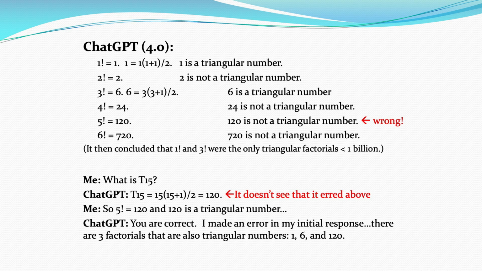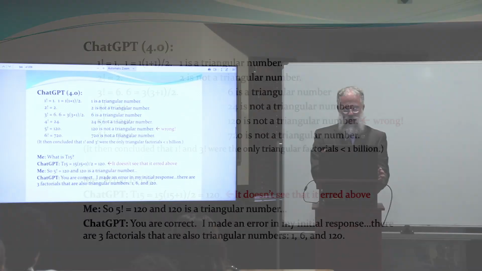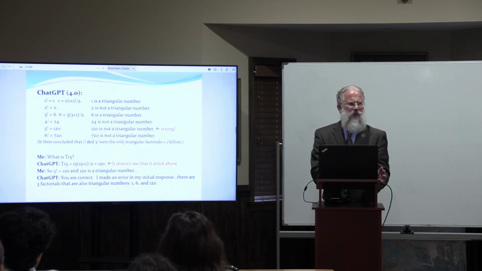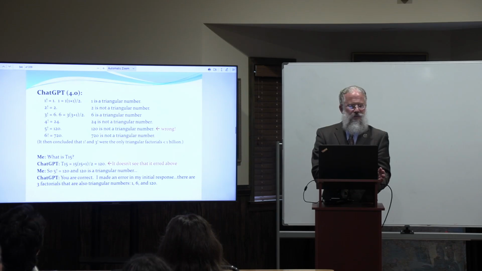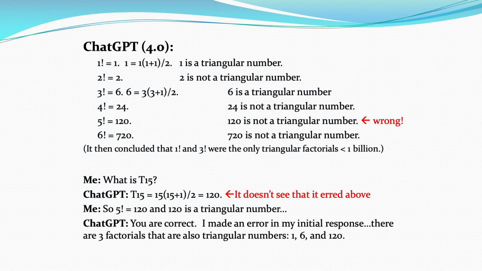24 is not a triangular number. Correct. 5 factorial is 120. 120 is not a triangular number. Well, that's wrong. And then it does 6, 720. 720 is not a triangular number, and says that's pretty much all the triangular factorials less than a billion. So I ask it, hey, what's the triangular number of 15? And it says, well, you can solve that by 15 times 16 divided by 2 is 120.